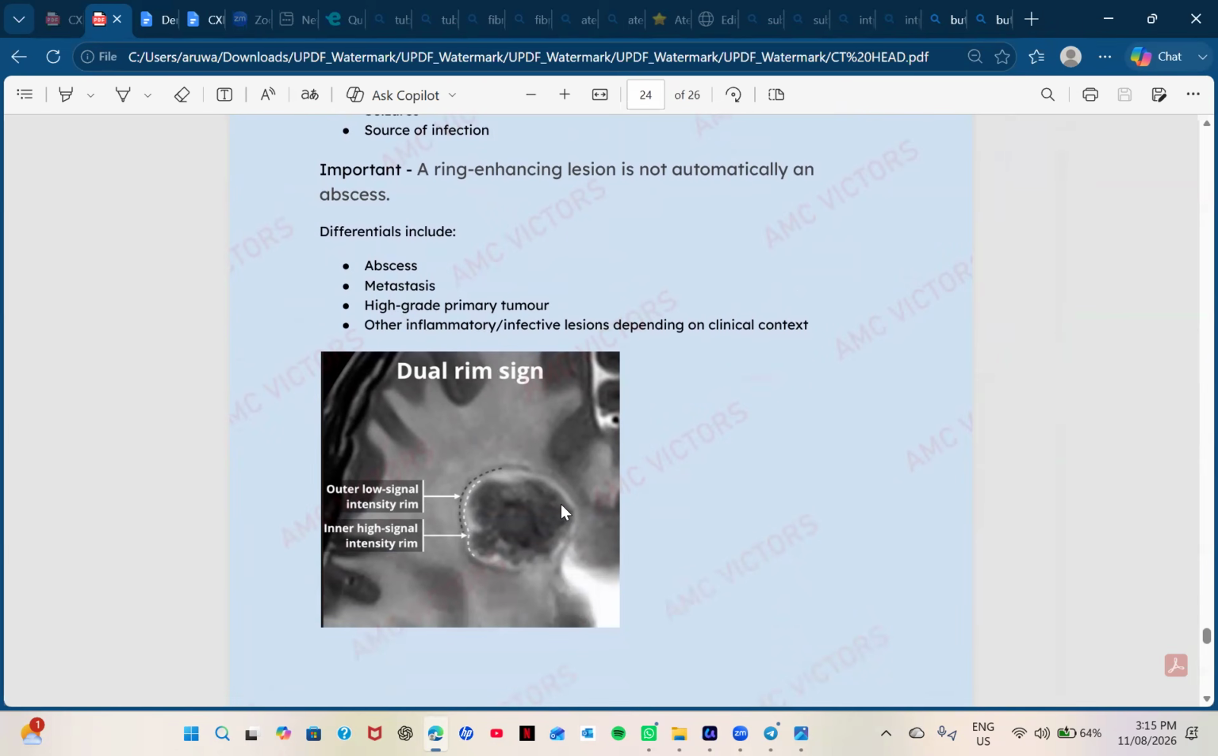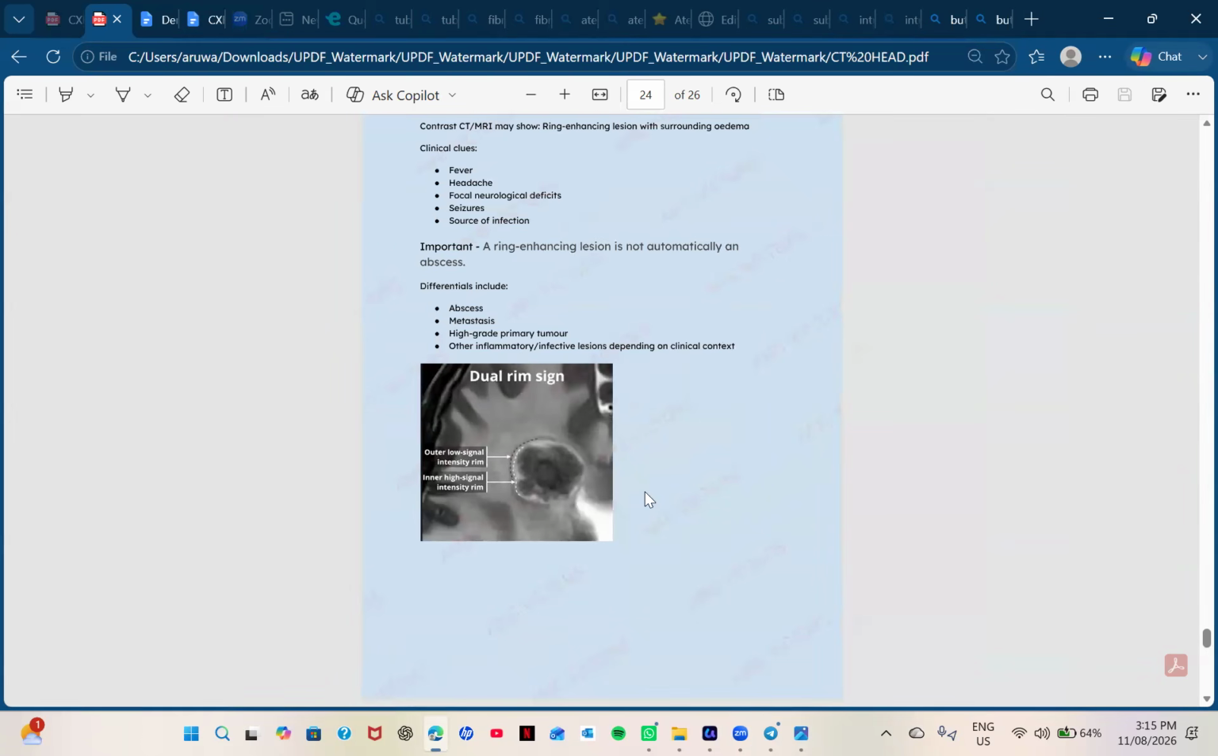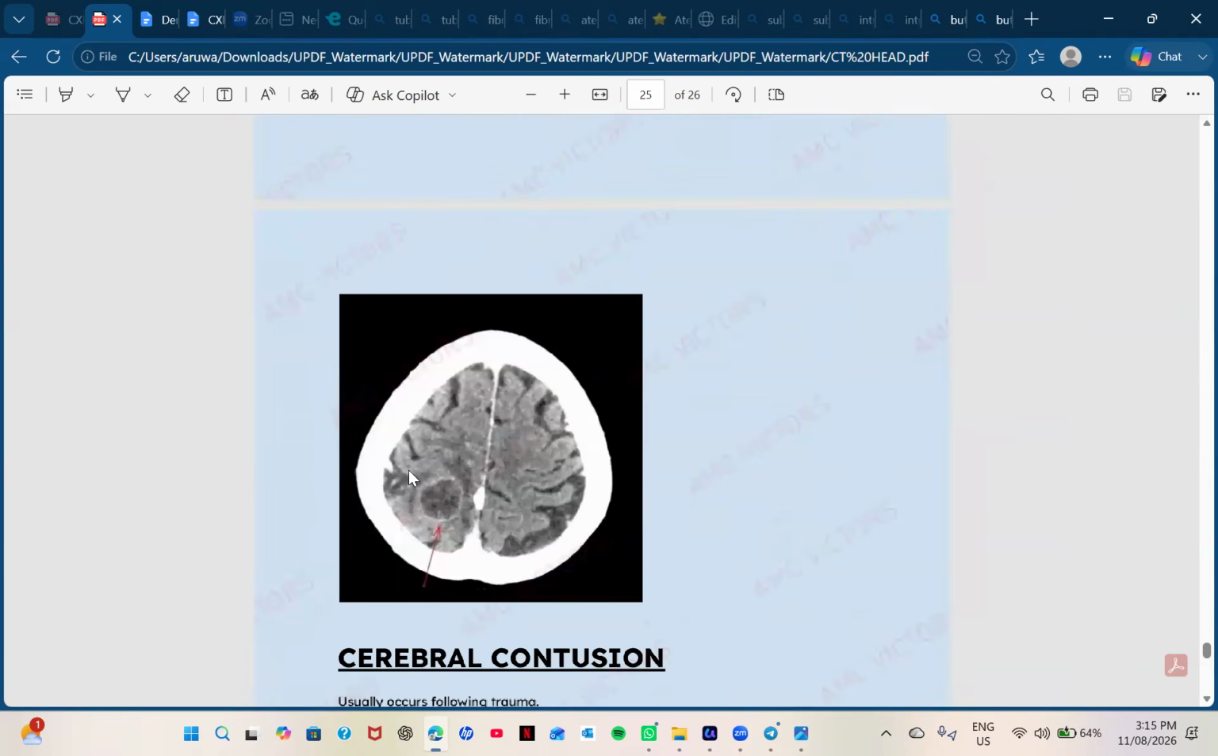Because these are all kind of associated and look the same, right? But here you can see the dual rim sign. You can use the dual rim sign.